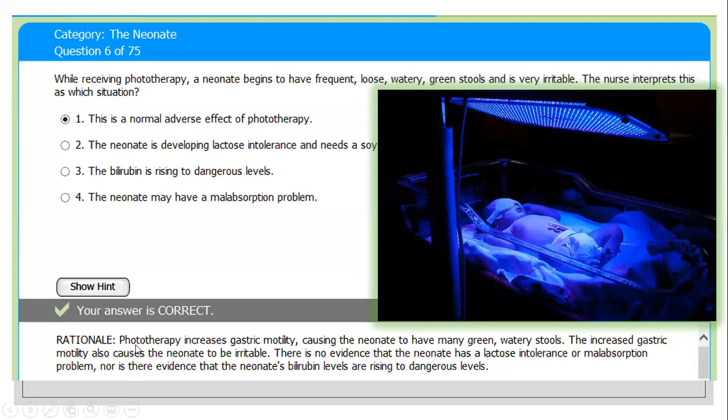So the rationale said phototherapy increases gastric motility and causes the neonate to have many green watery stools. The increased gastric motility also causes the neonate to be irritable, and there is no evidence that the neonate has lactose intolerance or a malabsorption problem, nor is there evidence that the neonate's bilirubin level is rising to a dangerous level.